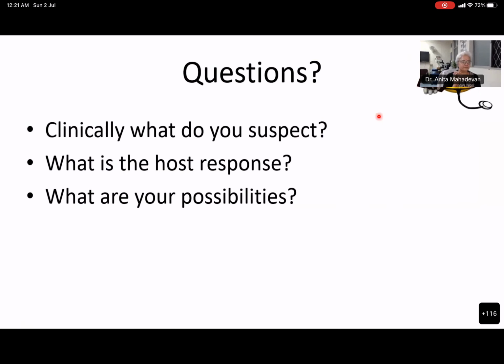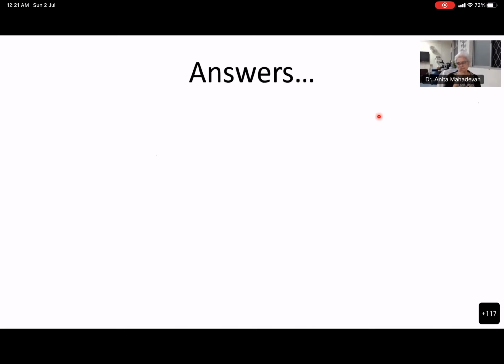Right? So you'll have to answer these 3 questions before you go further. I think you've already said it. Clinically, you said abscess. The host response you said is granulomatous, granulomatous and necrotizing. Yes, necrotizing. So your possibilities, you did not even have differentials, Saurabh. You said only fungal. So next, what do you want?